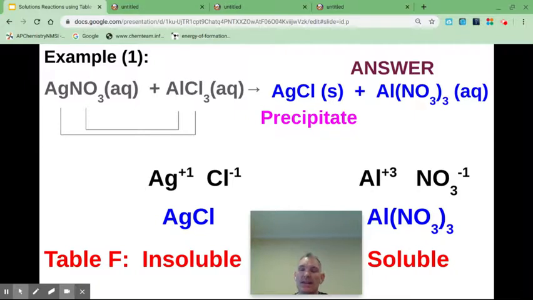Now, again, this is one of those things in chemistry where there's a lot going on. So again, you may have to watch this first example over and over and over again with the other examples to make it make sense.